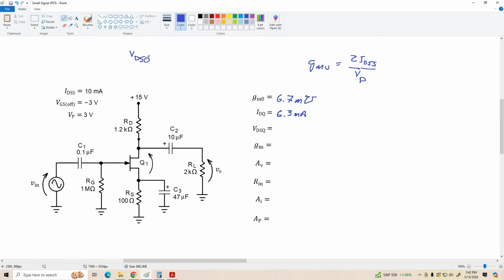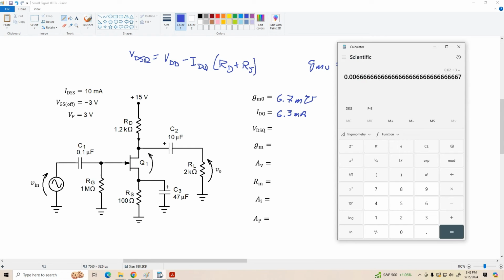VDSQ equals VDD minus IDQ times RD plus RS again. So what do we get here? Let's see. RD plus RS is 1,300 times IDQ is 6.3 mils.